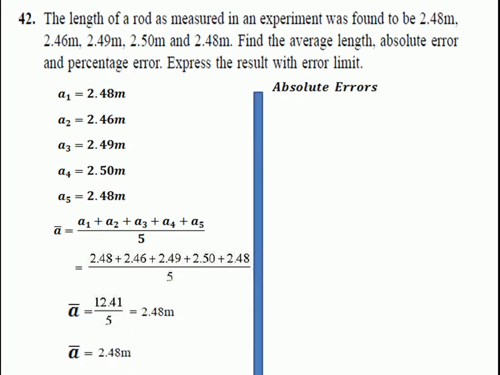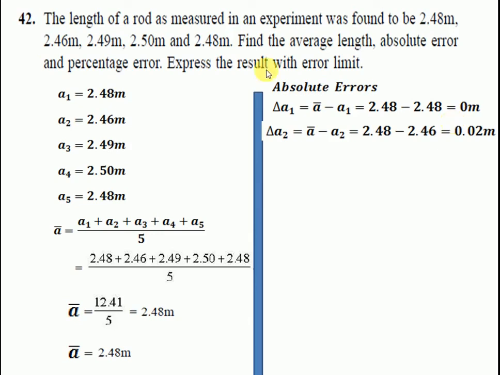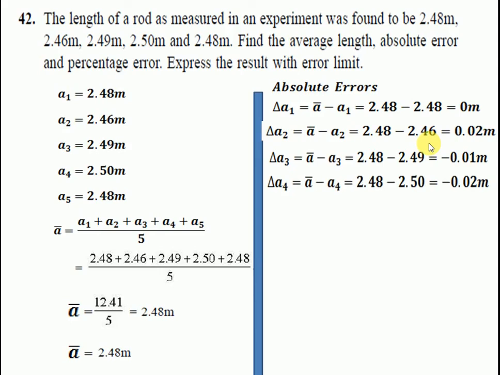So now let's find the absolute errors. So first absolute error is true value minus first measured value, that is 2.48 minus 2.48. So this is 0 meter. So I'll write the unit out here. So similarly, second is 2.48 minus 2.46. So I'm getting 0.02. So similarly out here I'm getting the negative absolute error. Out here is also negative absolute error, out here is 0.